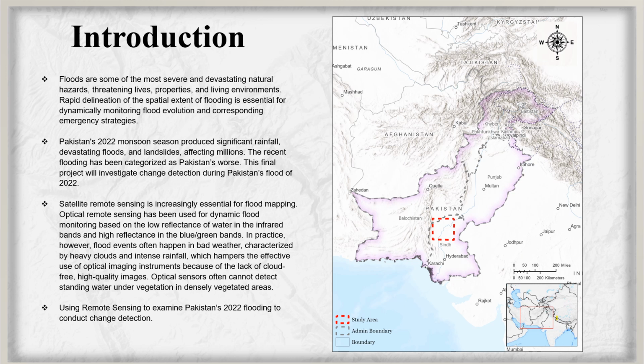Satellite remote sensing is increasingly essential for flood mapping. Optical remote sensing has been used for dynamic flood monitoring based on the low reflectance of water in the infrared bands and high reflectance in the blue-green bands.